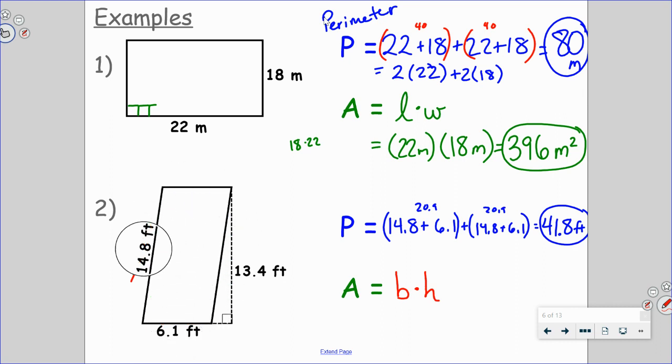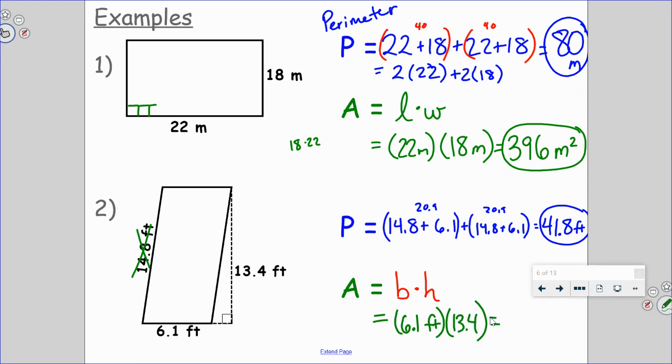So let me just erase that, bring it back to you. We do not any longer need that. We needed that for perimeter, but not for area. So the base of this parallelogram, 6 and 1/10 feet. Height of the parallelogram, 13 and 4/10 feet. Go ahead and pull out our calculator. 6 and 1/10 multiplied by 13 and 4/10. Please use the Decimal Scientific Calculator. This one is exact.